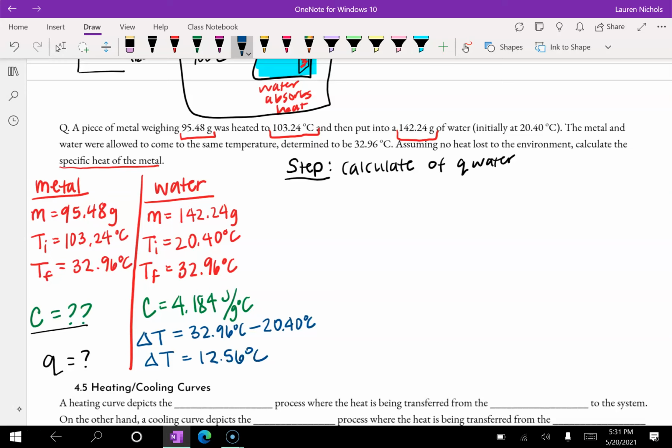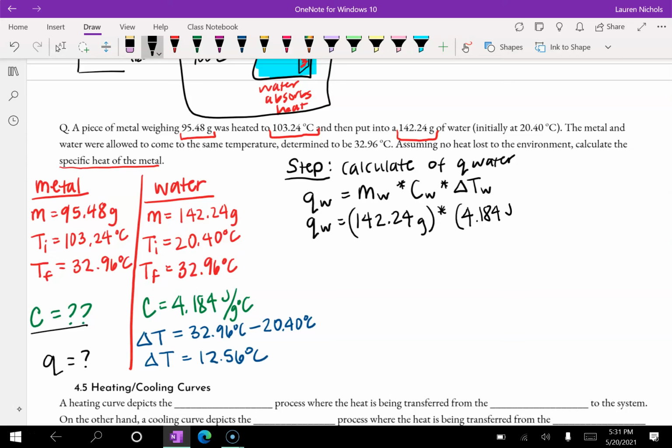So when we calculate Q of our water, I'm going to put a W there, it will be equal to the mass of my water times the specific heat of my water times the change in temperature of the water. So it's going to be fairly simple. We just plug in our numbers. It's 142.24 grams. I'm going to put it in parentheses to keep my units together, times the specific heat of water, 4.184 joules per gram degrees Celsius, times my change in temperature, which is 12.56 degrees Celsius.